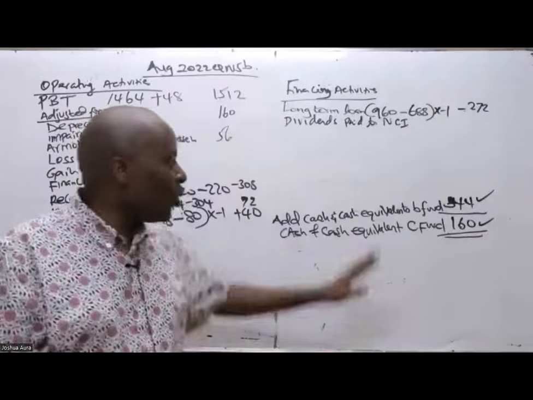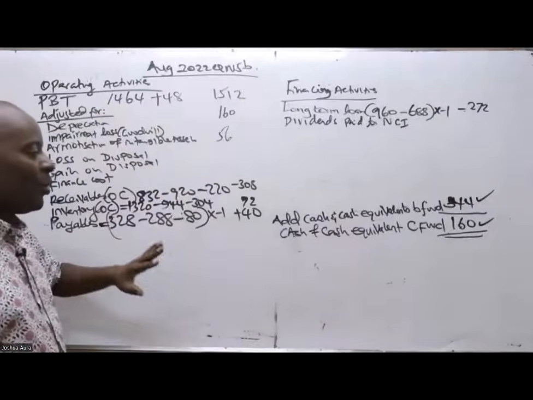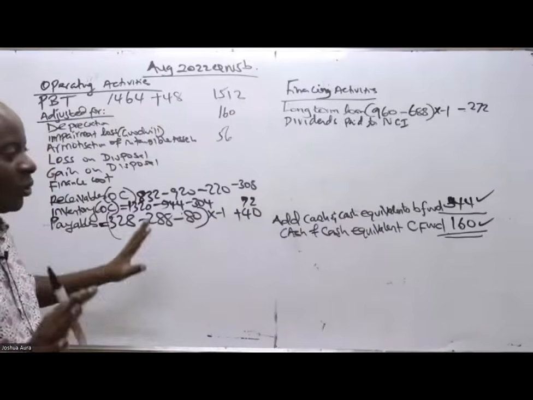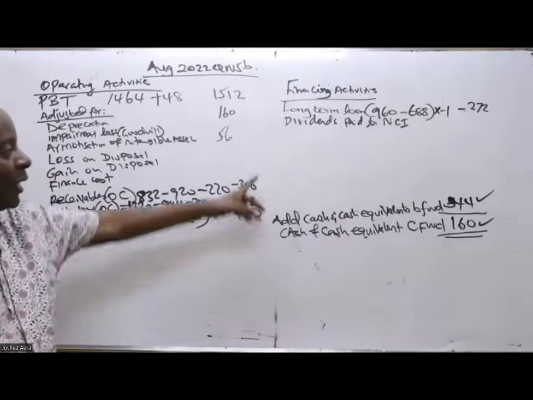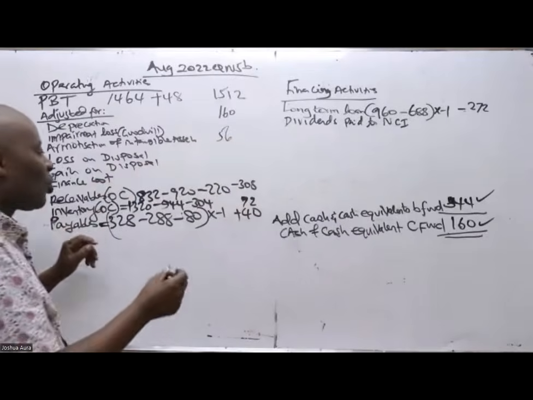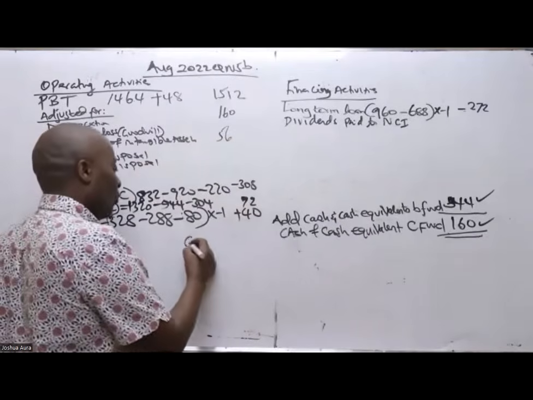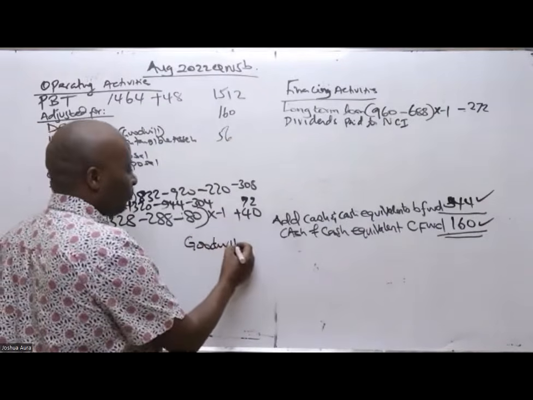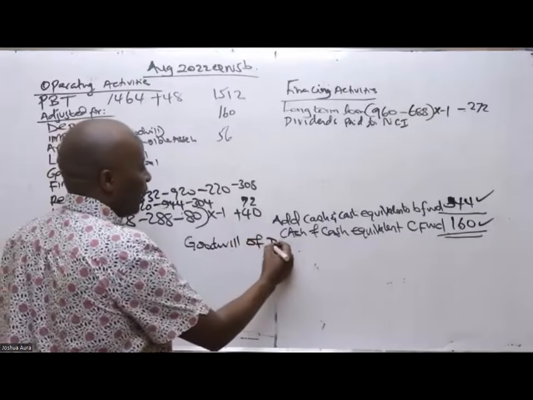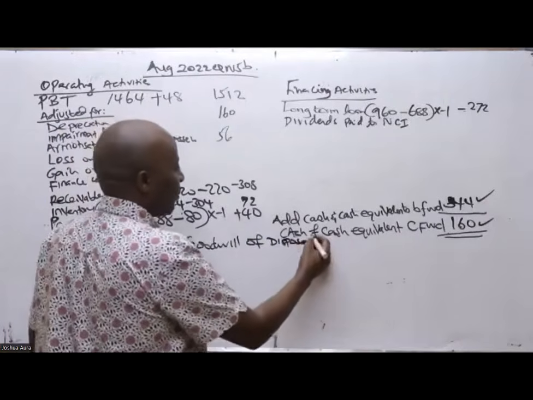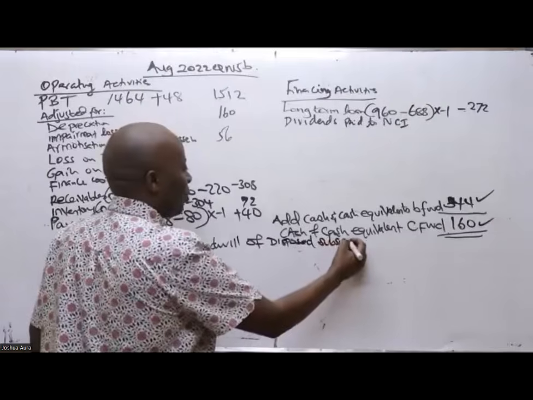So what I'll do, not in between here, now I'm doing this just outside there. These are workings that will not give me any mark, but they are very important here. So then I'll come and talk over Goodwill of disposed subsidiary.